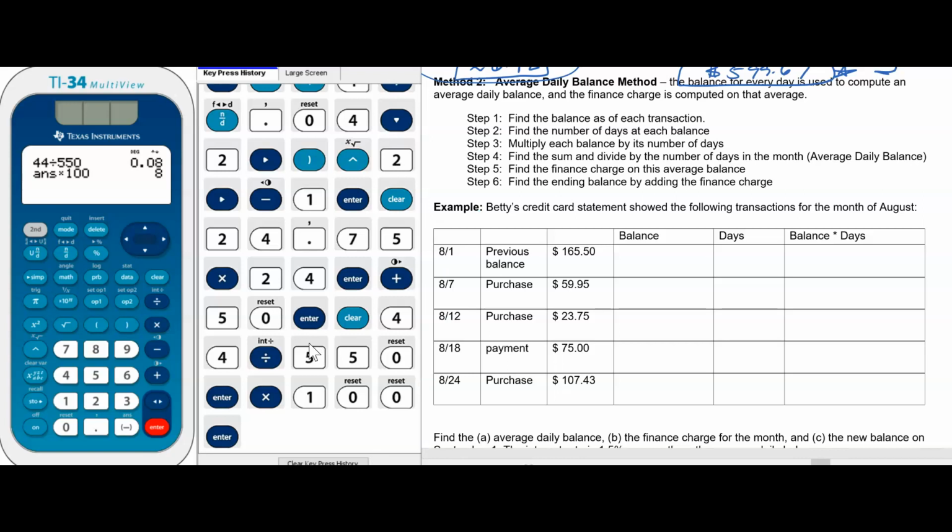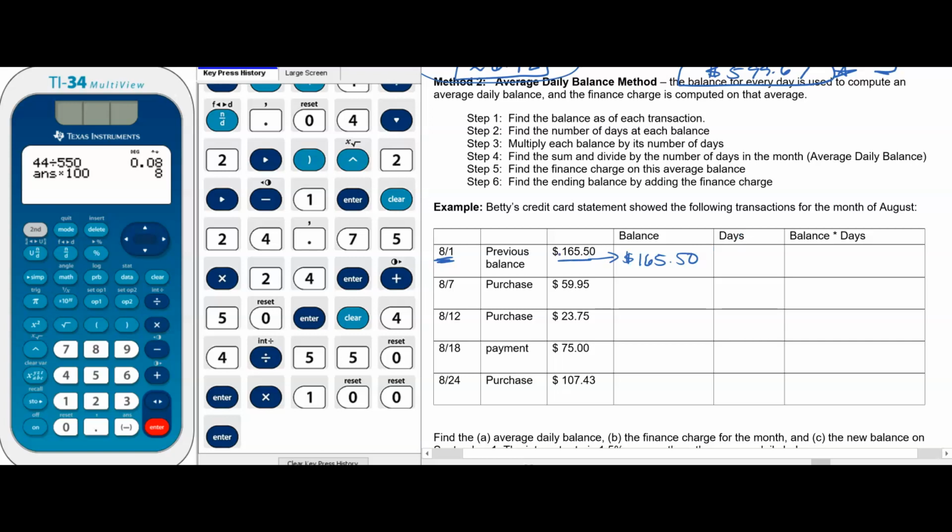So the first thing we're going to do is start with this chart, and I would make a chart like this when you do the problems on Connect. So on August 1st, we had this balance of $165.50. So I'm just going to move that over. So our beginning balance is $165.50. For the first row, you just move over the balance.